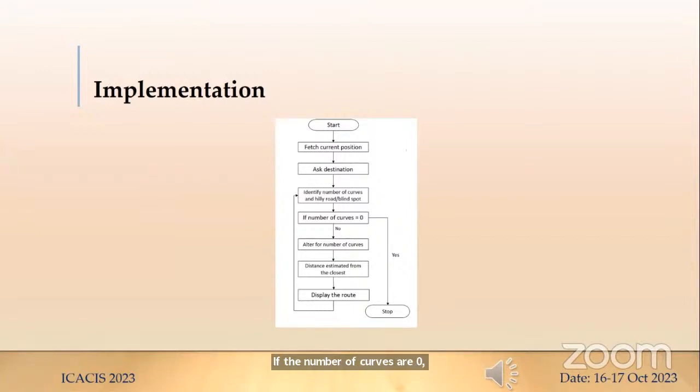If there are curves, then it will identify how many curves there are and how the vehicle can be rerouted based on the available routes and the safety of the driver and passengers. The distance will be estimated, the closest one found, and then it will display the route.